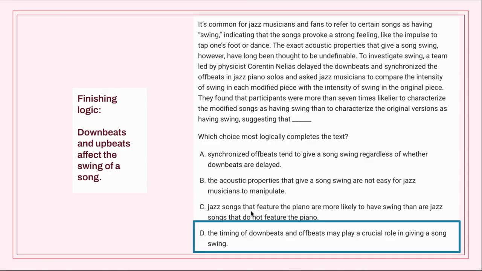And then C, jazz songs that feature the piano are more likely to have swing than are jazz songs that do not feature the piano. So if you read carefully, it looks like we're just changing songs that have jazz piano solos. So everything we're changing, we're doing with jazz piano solos. So probably all the music that we're using in this experiment has piano in it. There are no songs that we're dealing with that do not feature piano. So we can't say anything about songs that don't feature the piano because all of the songs in this experiment do have the piano with the piano solo. So again, C, it's just not supported. We can't say anything about piano versus not piano.